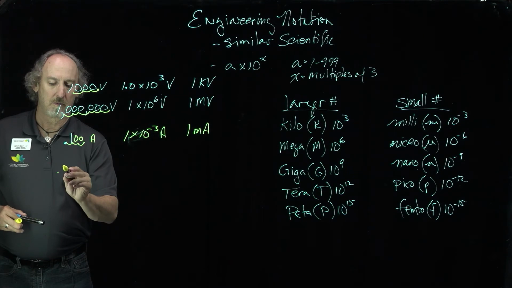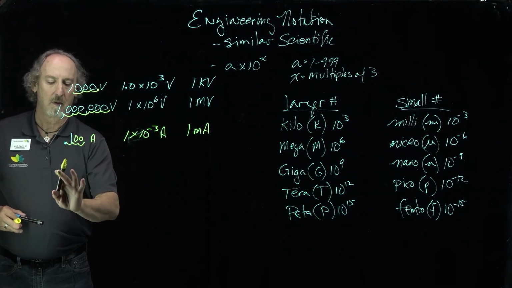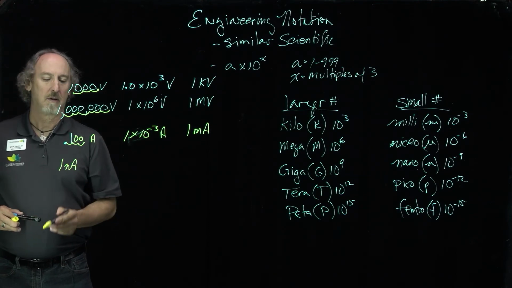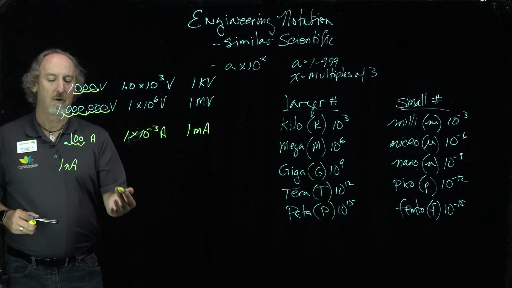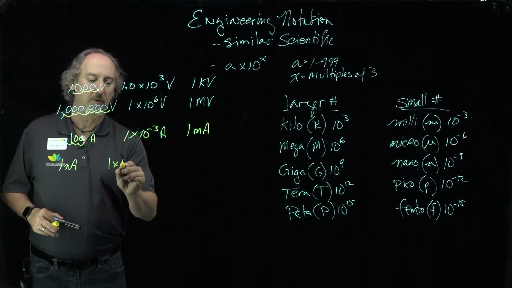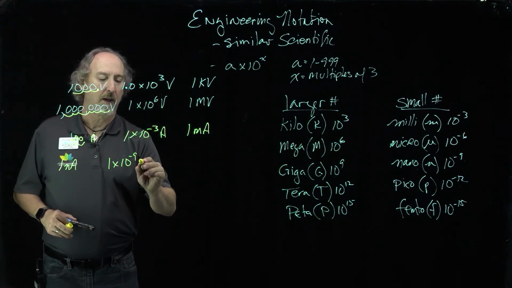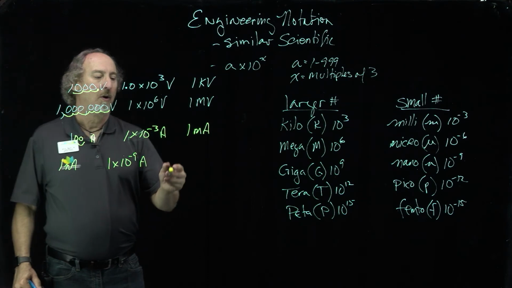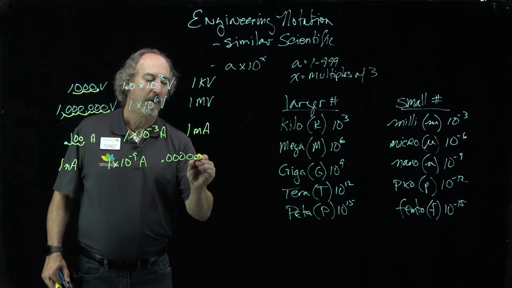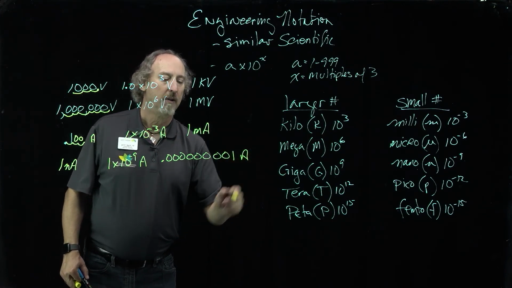If I go the opposite direction, say if I have 1 nanoamp, or capacitance, farads. That's going to be 1 times 10, if you look over at nano, negative 9 amps, or 0.1, 2, 3, 5, 6, 7, 8, 9 amps.